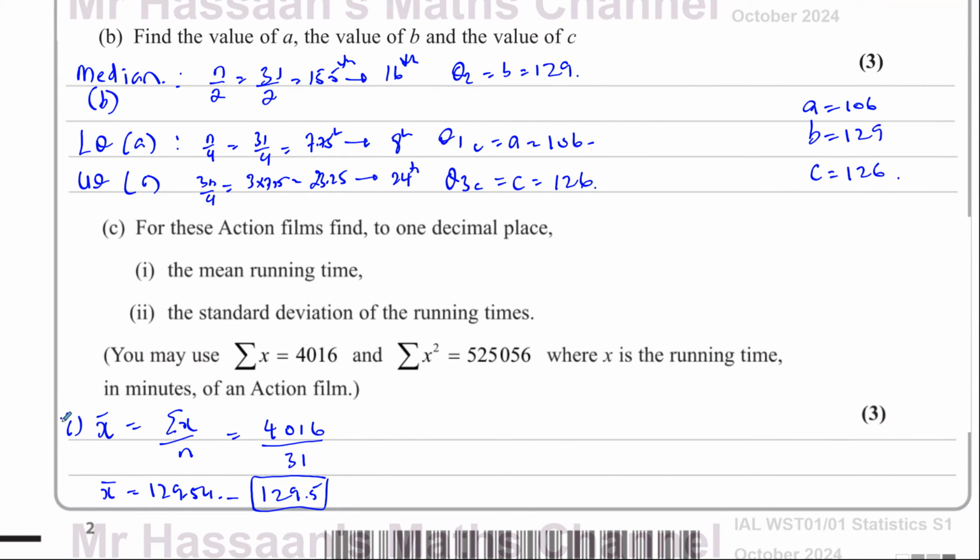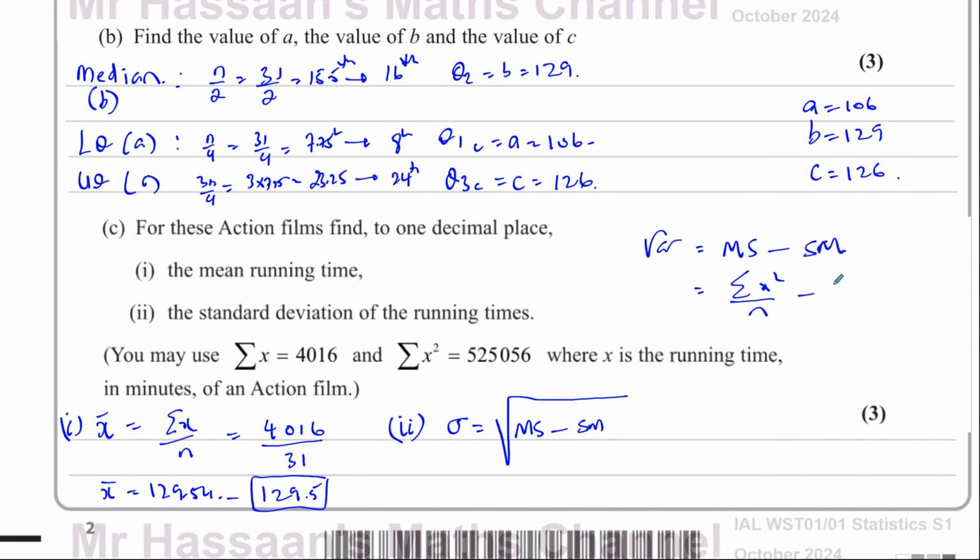That's for part 1. And then part 2 says, find the standard deviation. Now the standard deviation, which has this symbol here, is basically the square root of the mean of the squares minus the square of the mean. The square of this is called the variance. The variance is equal to the mean of the squares minus the square of the mean. Now the mean of the squares is basically the sum of the squares divided by the number of entries, and the square of the mean is basically the mean squared. So we can find this. We've got what we need here.